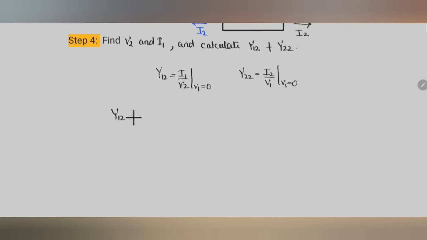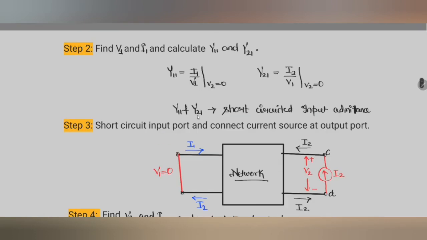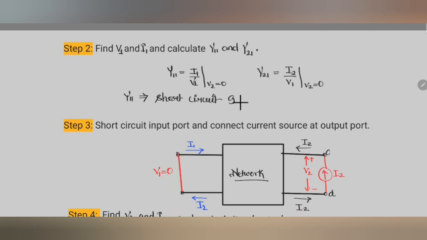So Y12 is called the short circuit transfer admittance. Okay, like we have seen here, let me correct this. Y11 is called the short circuit input admittance and Y12 or Y21 is called the short circuit transfer admittance.